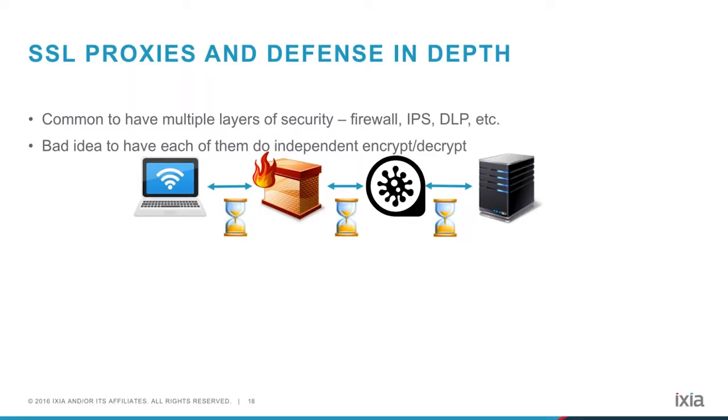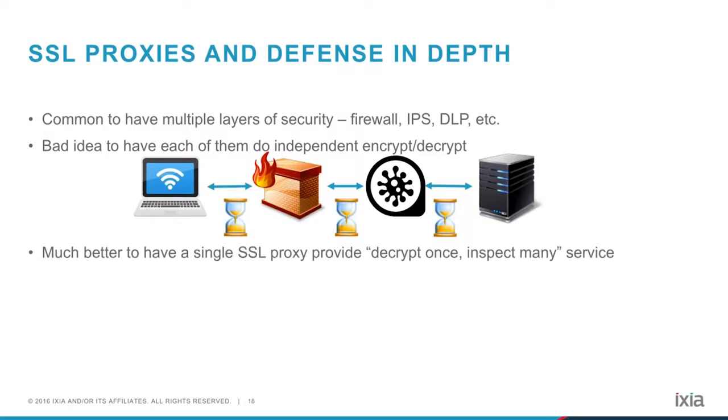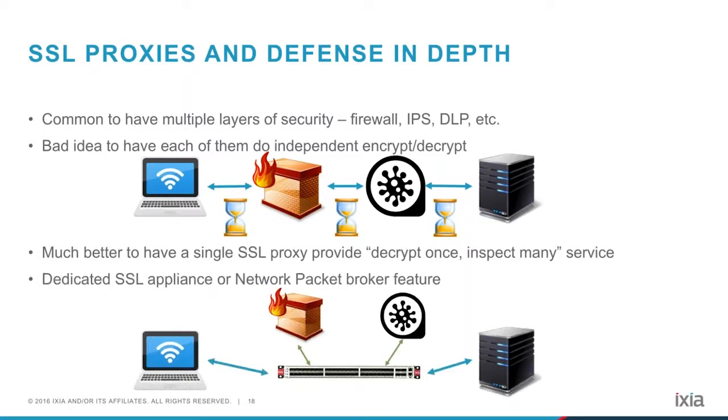So it's much more efficient from a performance perspective, and also better from a policy perspective, to deploy a single decryption device that can basically decrypt once, inspect many. So something that can offload the encryption from all those security devices, let them all do their thing, and then re-encrypt the data and send it on its way. Sometimes you'll see this done in a dedicated standalone SSL appliance, or you can do what we've done, which is build this active SSL capability, the SSL proxy capability, into a network packet broker.